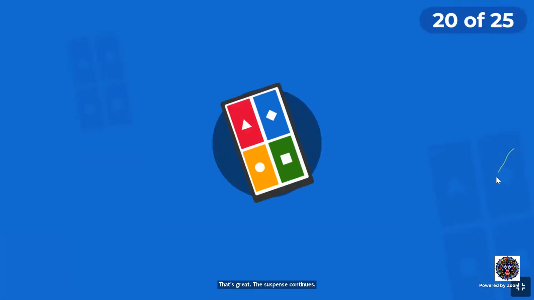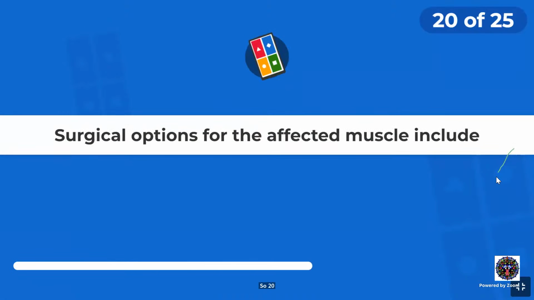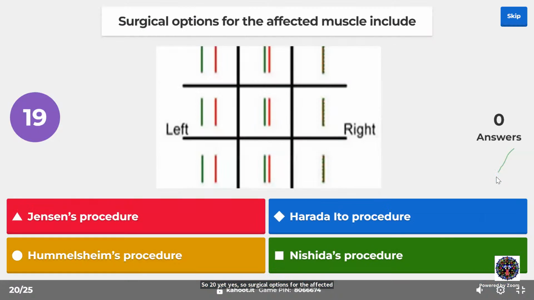The 20th question: surgical options for the affected muscles. Carefully look at the affected muscles and tell me the surgical options. Surgical options for the affected muscle include, except: Jensen, Harada-Ito, Hummelsheim, and Nishida. Sorry for that mistake. Except. Okay, sir.